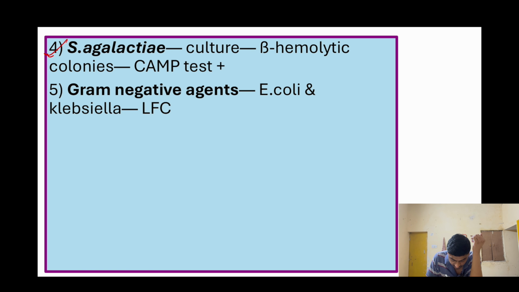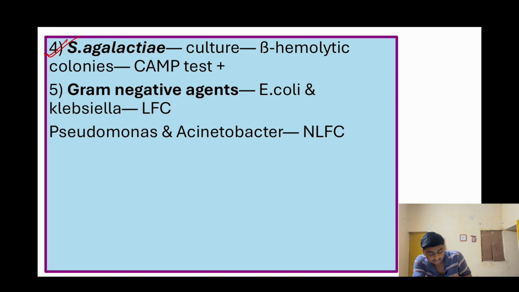And the fourth one is Streptococcus agalactiae. The culture of CSF in blood agar will form beta hemolytic colonies with CAMP test positive. Now, the other gram-negative agents like E. coli and Klebsiella will form lactose fermenting colonies. Pseudomonas and Acinetobacter are also gram-negative agents, but they will form non-lactose fermenting colonies in culture media.